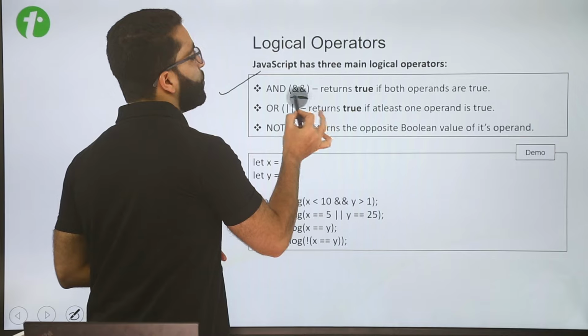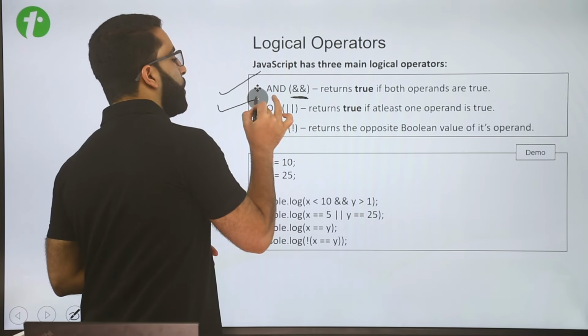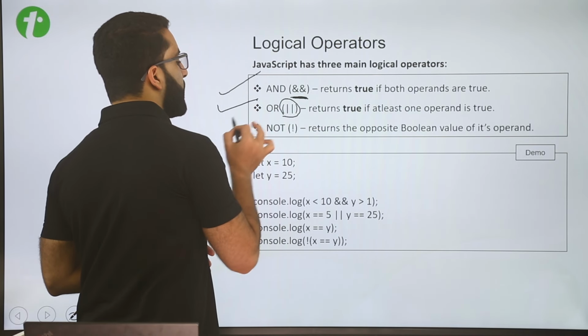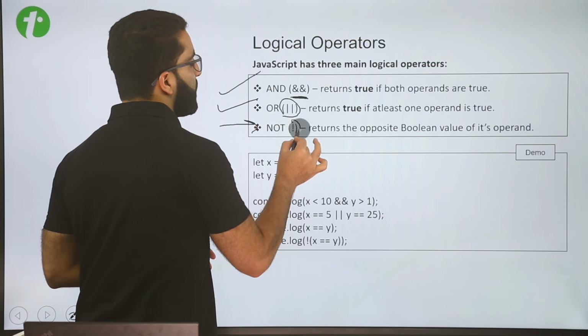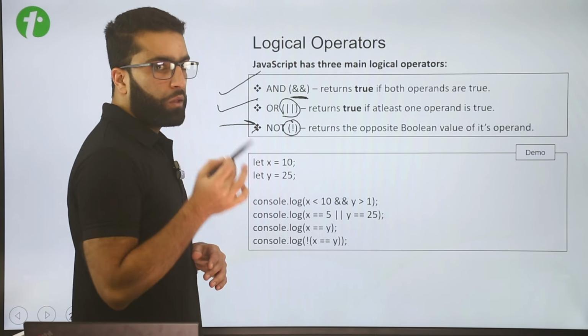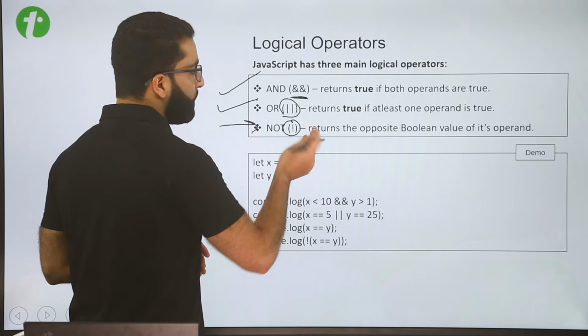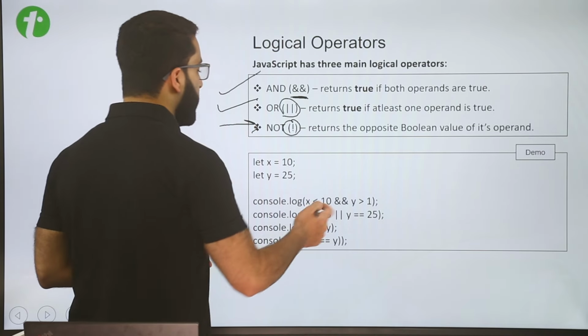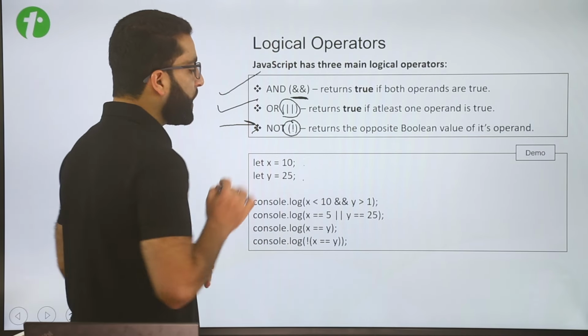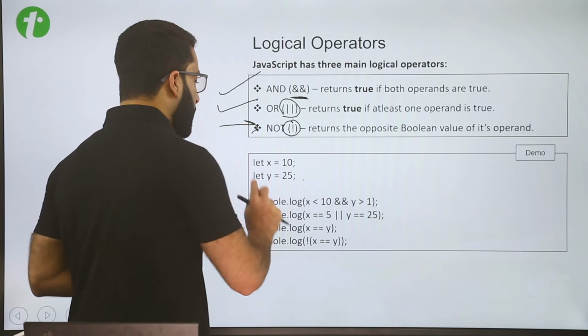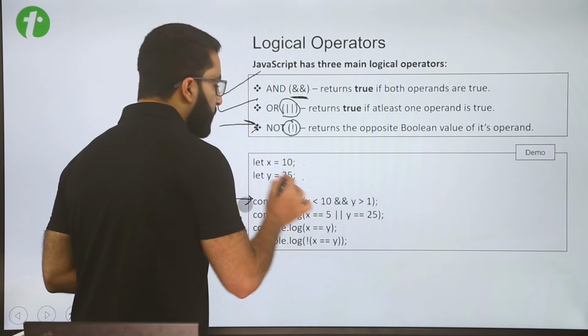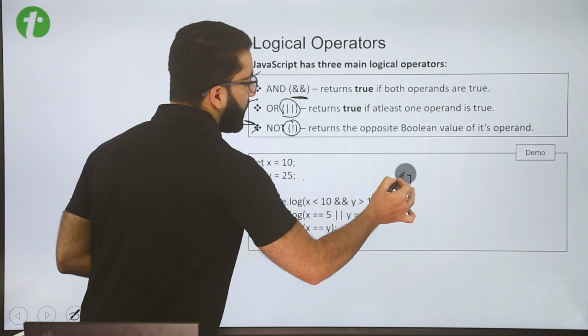It's represented by two ampersands. Then we have this OR operator, which is represented by this symbol. And then we have the NOT operator, which is represented by this symbol. Okay, now let's talk about them. I'll give you an example so that you can understand. Let's say x is equal to 10 and y is equal to 25. Now I have this piece of code. Can you give me the answer for this one? Let's see the answer for this one.